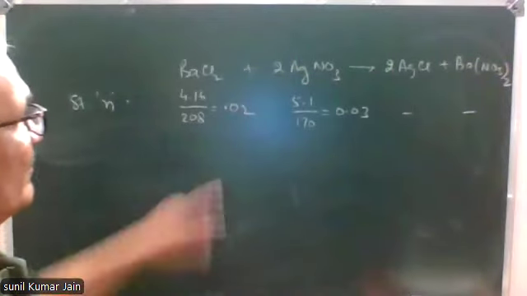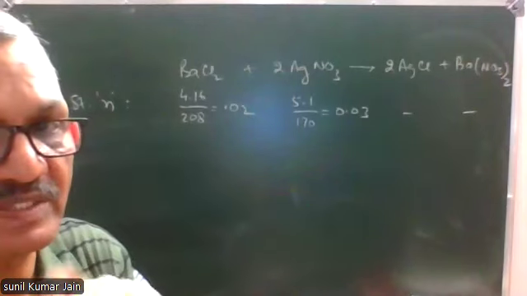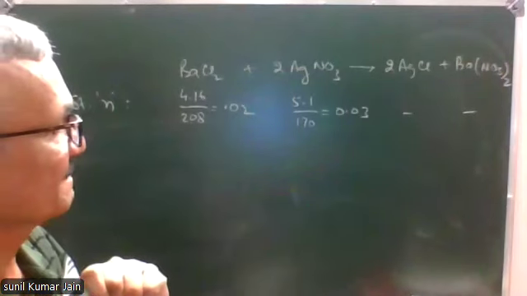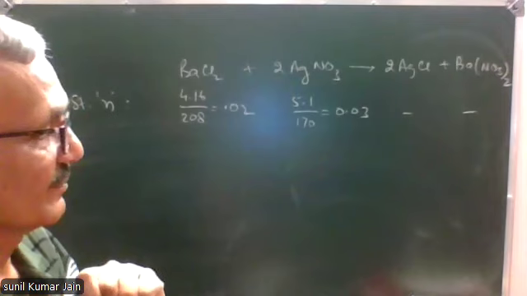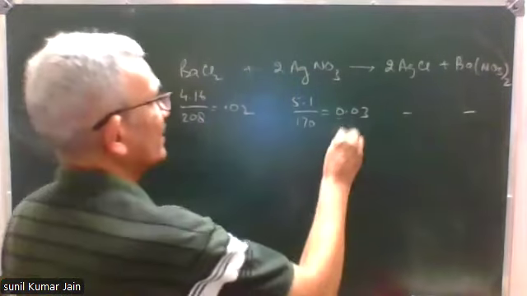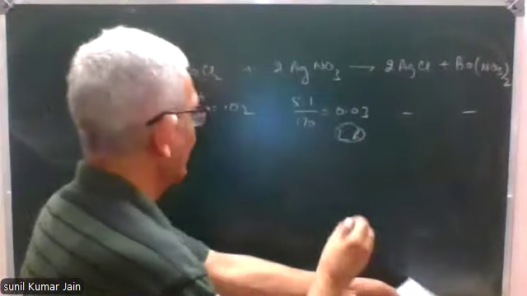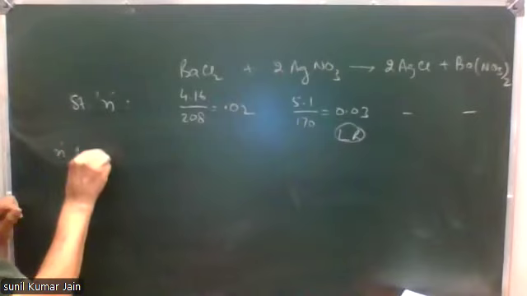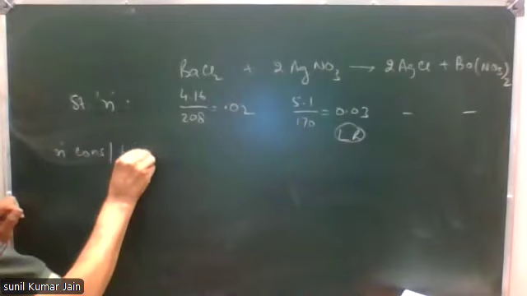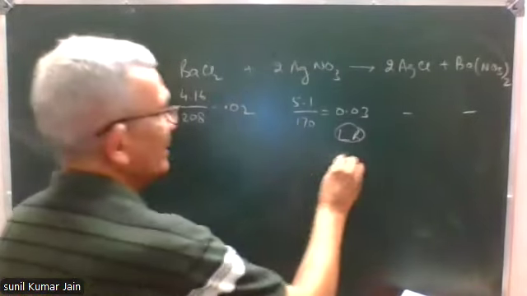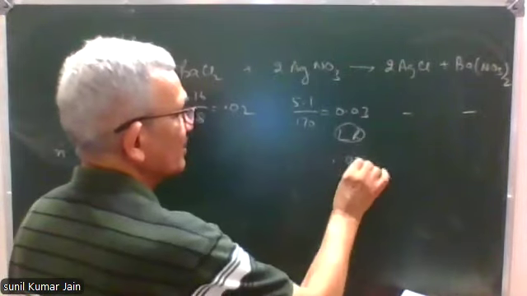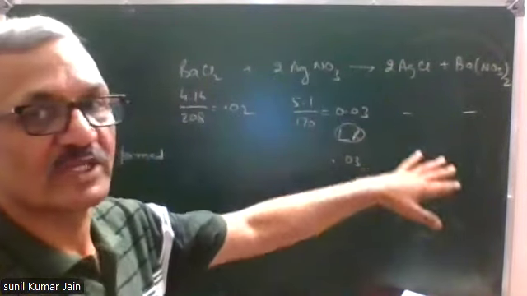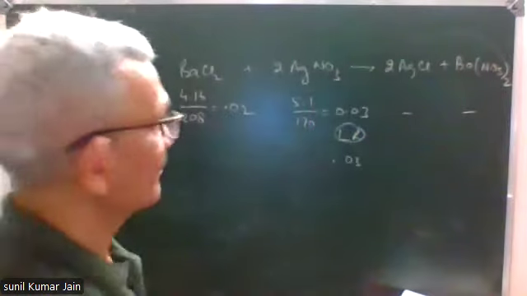Now the limiting reagent will be, okay, you try. Which one is the limiting reagent? Sir, AgNO3. Yes, this is the limiting reagent. Now, number of moles consumed or formed. This will be completely consumed. 0.03 out of 0.03 will be completely gone.